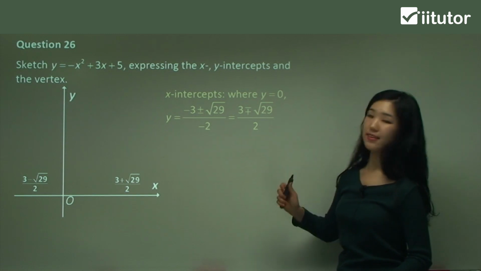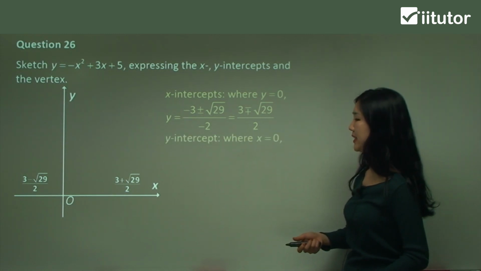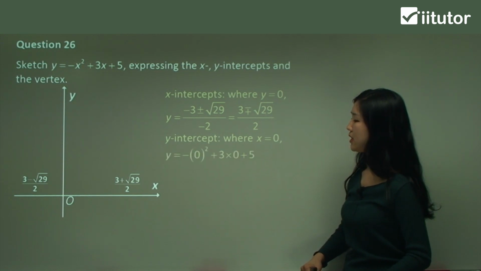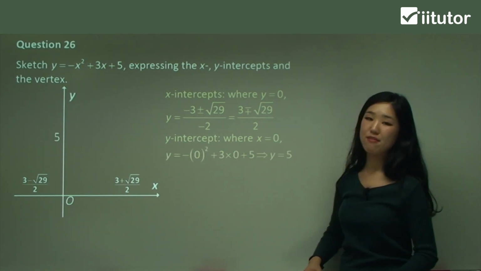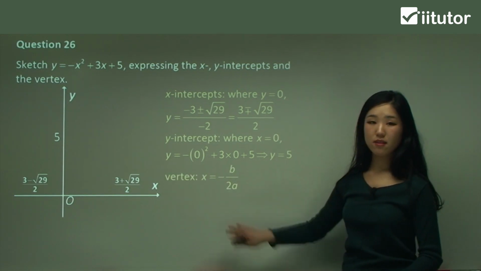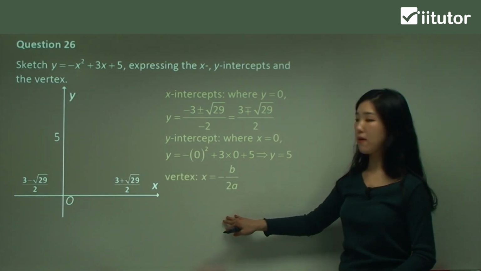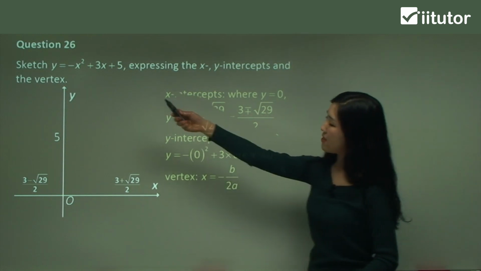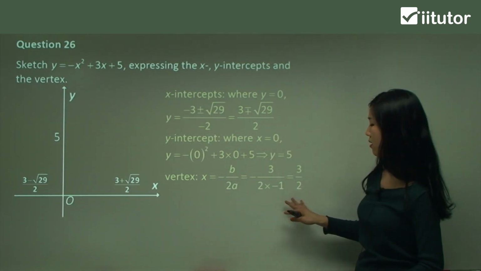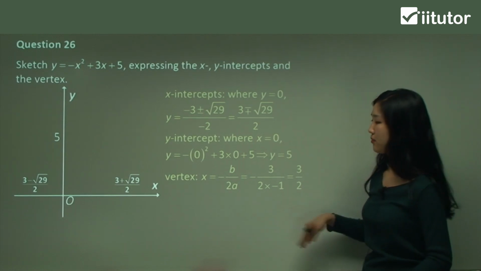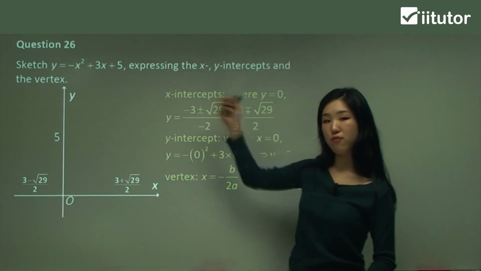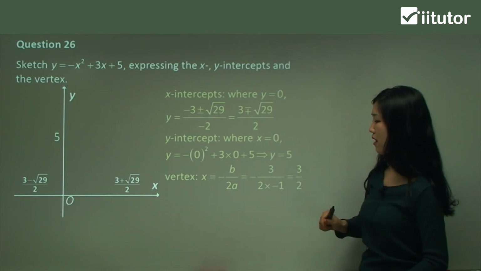Okay, now that I've got the x-intercepts, let's go ahead and find the y-intercept. Sub in x equals 0, this is the easy part. Just sub it in, and you should get 5. So plot 5. And then the vertex, use that formula, which should be stuck in your head by now. A is -1 and B is 3, so sub it in and you should get 3 on 2. Okay, so sub that back into your original equation to find the y coordinate for the vertex.